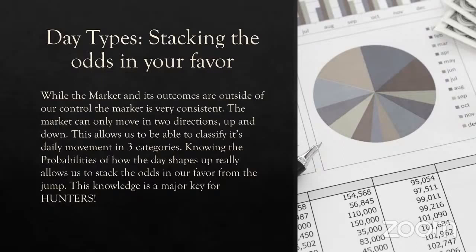While the market and its outcomes are outside of our control, the market is very consistent. The market can only move in 2 directions, up and down. This allows us to classify its daily movement in 3 categories. Knowing the probabilities of how the day shapes up really allows us to stack the odds in our favor from the jump. The knowledge is a major key for hunters. Remember, what we're learning here is to become the hunters and not the hunted in the market.